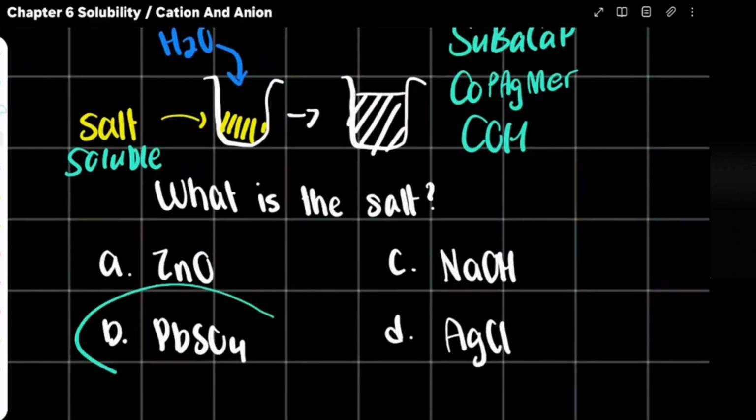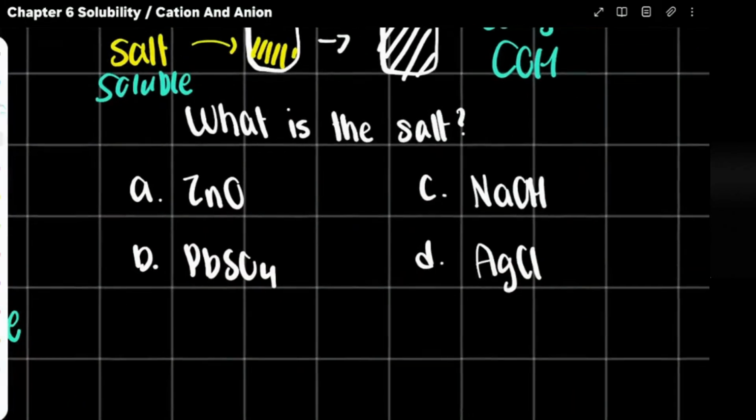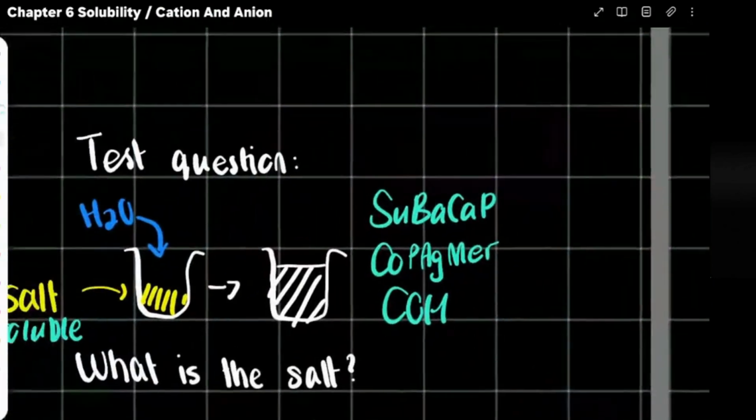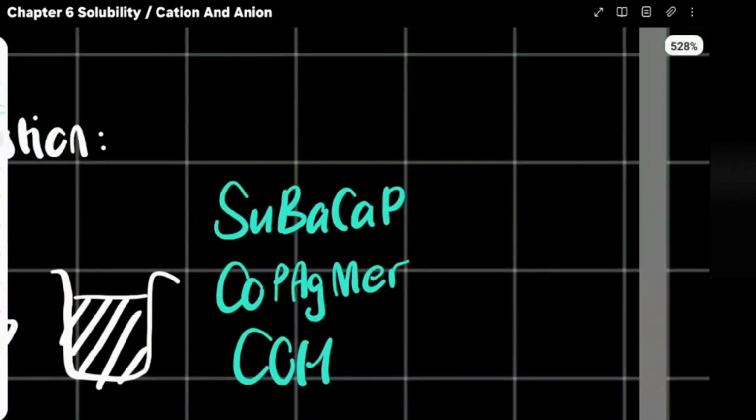Now let's start with B. PbSO4. PbSO4 is lead and sulfate. So let's look at sulfate. Is there lead here? Yes, there is. So this one here.